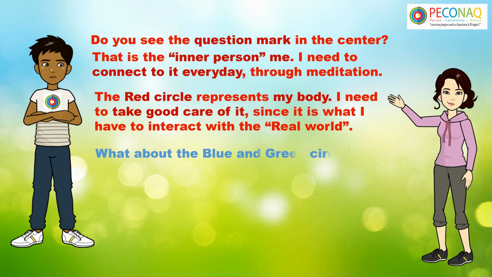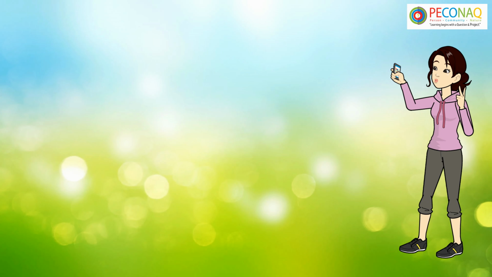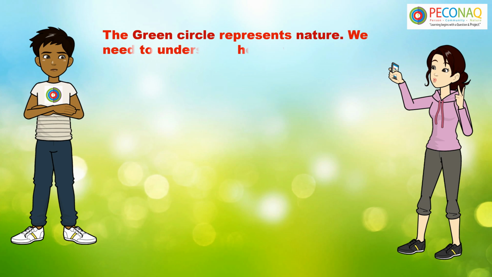What about the blue and green circle? The blue circle represents our community. We must have good relationships with the people in our community and be a good citizen. The green circle represents nature. We need to understand how it works and take good care of it.